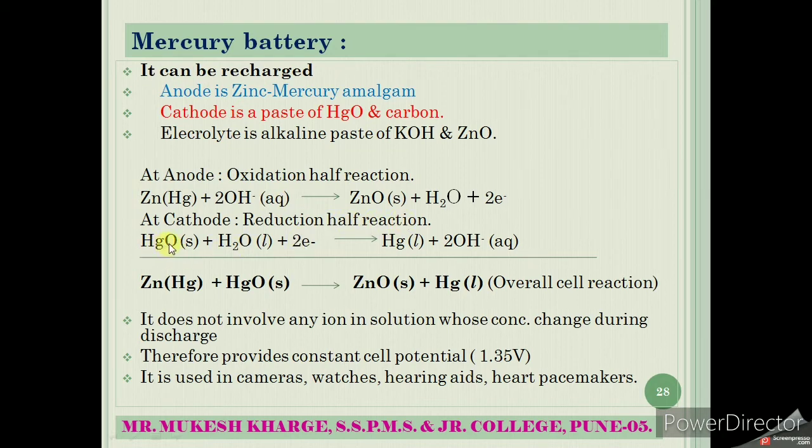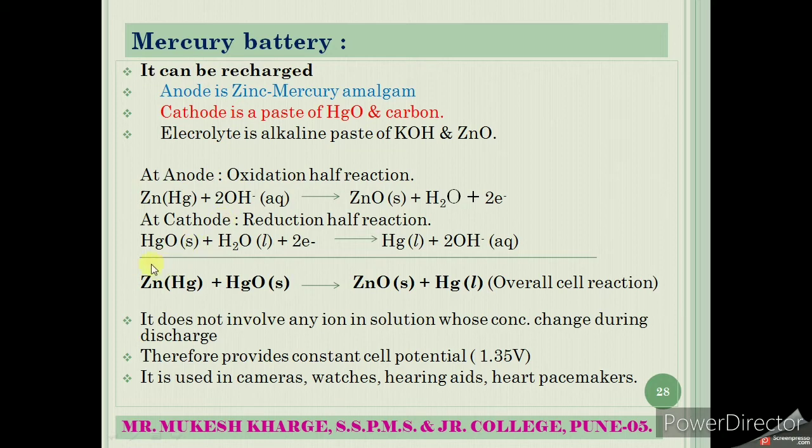So in HgO, Hg is 2 plus, which gains these 2 electrons that come from the anode, and gets converted to Hg liquid. So Hg2 plus plus 2 electrons gives Hg0 in liquid state. So this is the gain of electrons, a reduction reaction. This H2O liquid gets converted to 2OH minus by gaining O2 minus ion, which is the reverse of the previous changes. Okay. Now the combination of these two is nothing but the overall cell reaction.